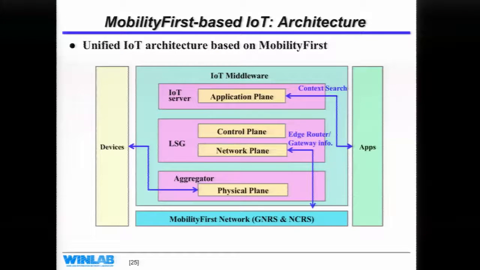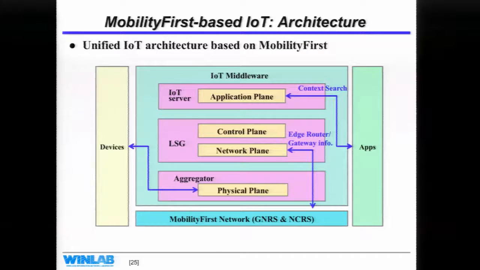Therefore, here at the WinLab, a unified IoT architecture based on MobilityFirst is proposed. This architecture has 4 basic components. Here we have IoT devices, and these are IoT applications, the data consumers. At the bottom, we have MobilityFirst infrastructure. In the middle is IoT middleware, which includes 3 layers.